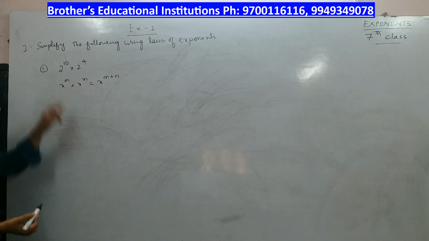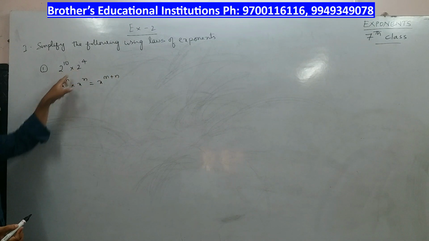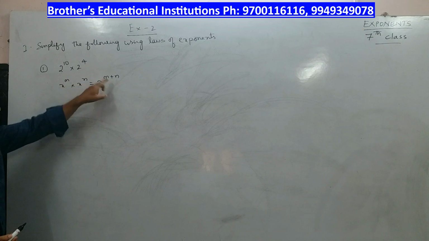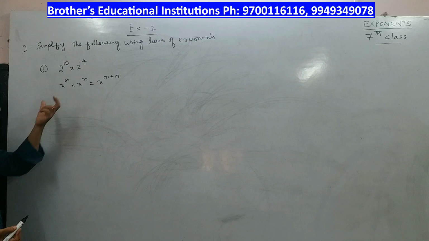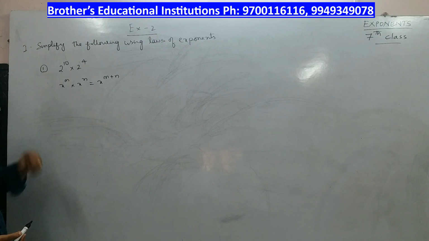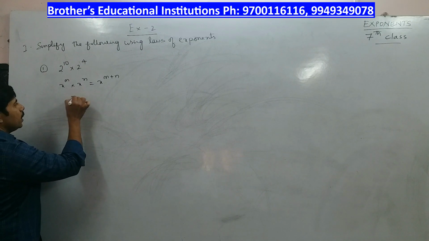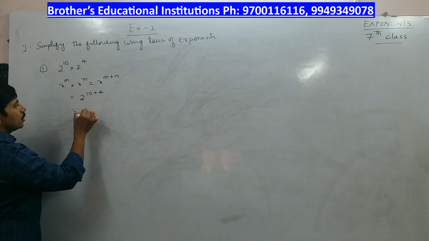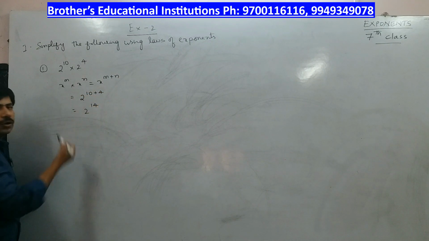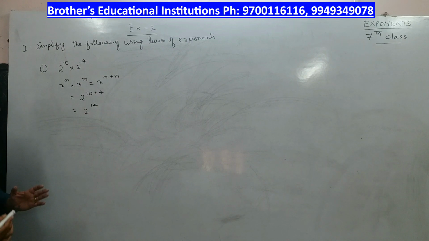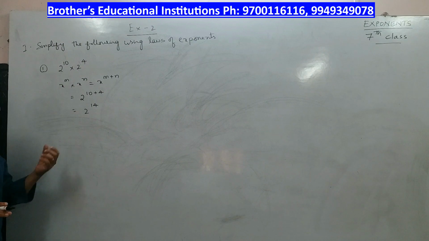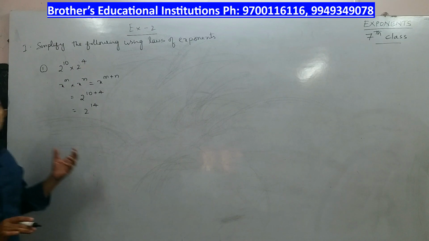So here 2 to the power of 10 into 2 to the power of 4, x power m into x power n. You compare with this. So it is x to the power of m plus n. So instead of x we have 2, base is x. So the base in the problem is 2. So answer will be 2 to the power of 10 plus 4, that is 2 to the power of 14. So remember whenever you have same bases and they are in product, you have to add the powers. So answer is 2 to the power of 14. So this is first one.